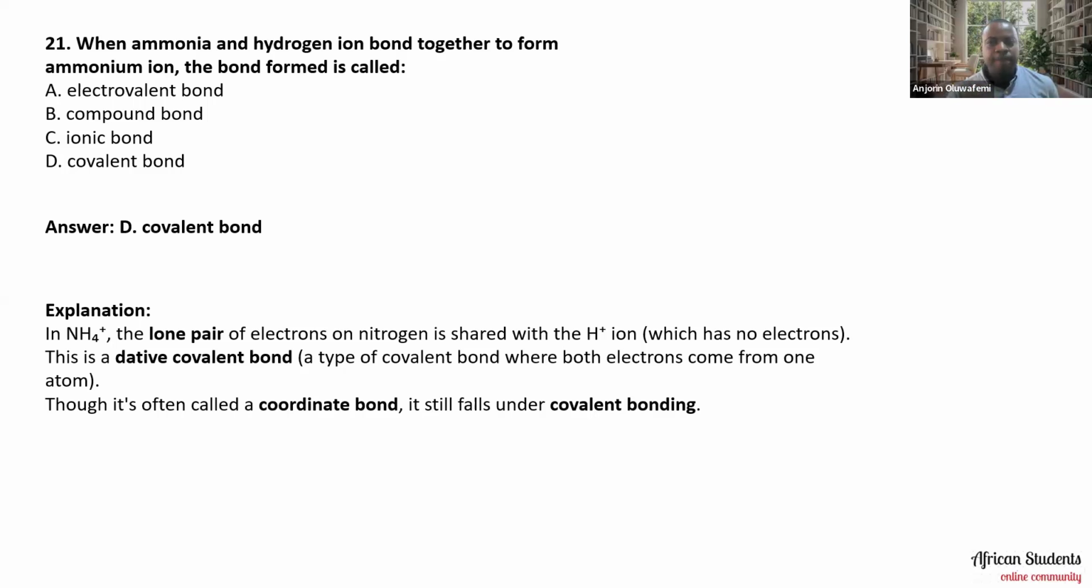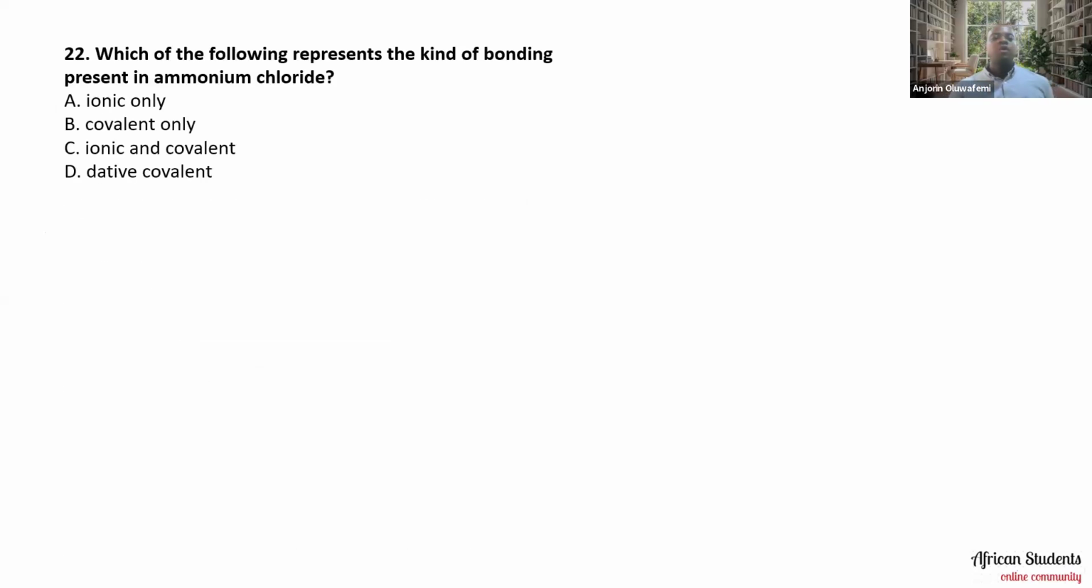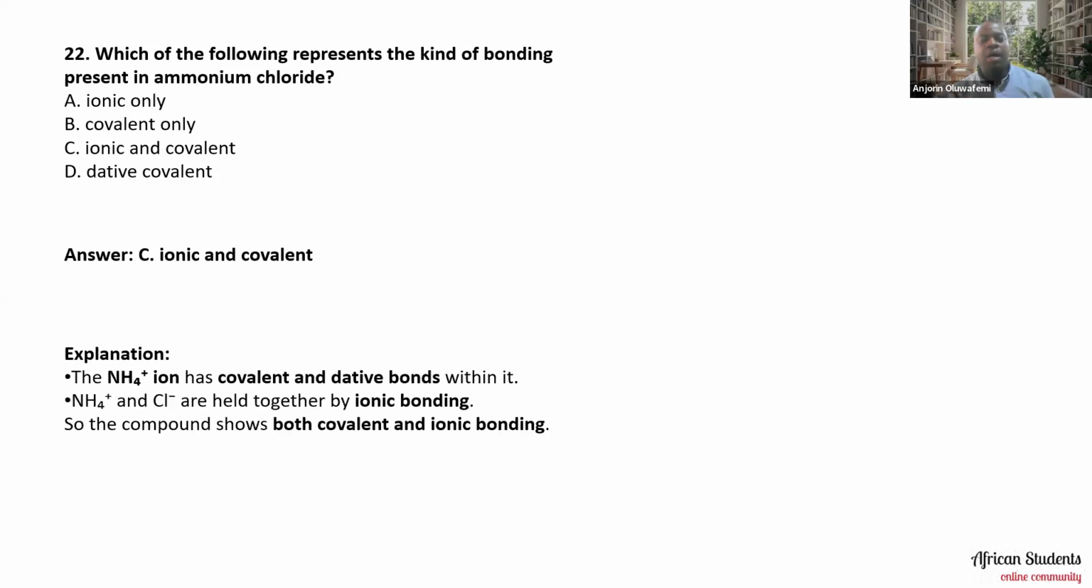Very, very important. Okay. This one says, which of the following represents the kind of bonding present in ammonium chloride? Is it ionic only? Is it covalent only? Is it ionic and covalent or dative covalent? Okay. The answer to this is ionic and covalent. That is what you have existing. Basically, it is because ammonium ion has covalent and dative bonds within it. Ammonium and chloride ion are held together by ionic bonding. So the compound shows both covalent and ionic bonding. Okay.